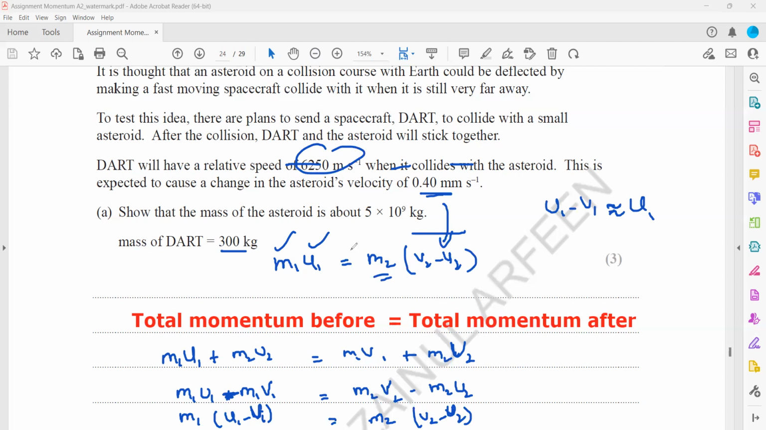Is it clear? Because the change in the velocity was very small, they consider that u1 minus v1 is approximately equal to u1.